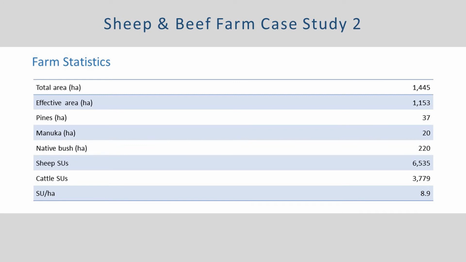The second case study is Central North Island King Country properties, 1153 effective hectares, with a bit of area in pines, manuka and bush, etc. They're running about 10,300 stock units, generally a traditional setup, roughly 60-40 sheep to cattle. The sheep were a breeding ewe flock, finishing lambs. The cattle were a breeding cow operation, finishing steers and heifers, plus grazing some dairy heifers.